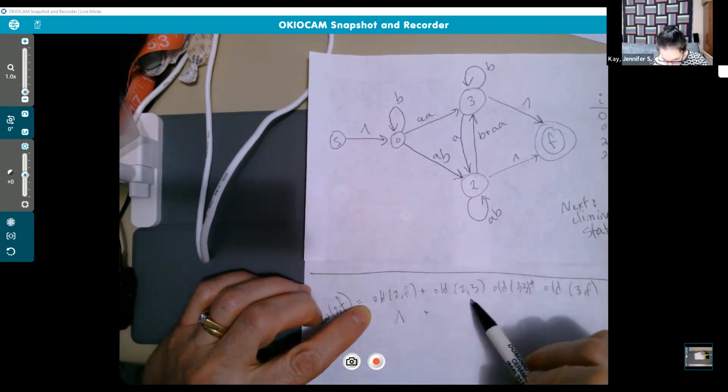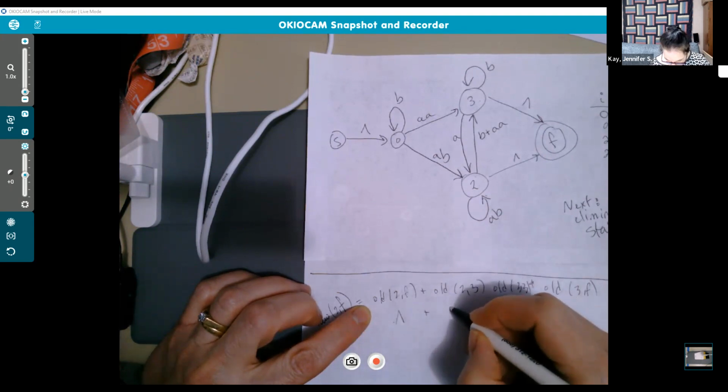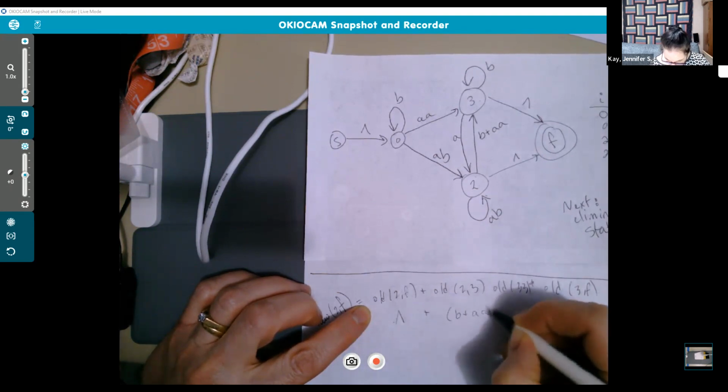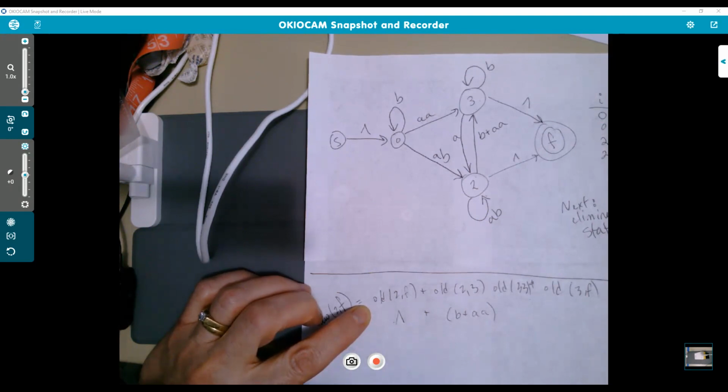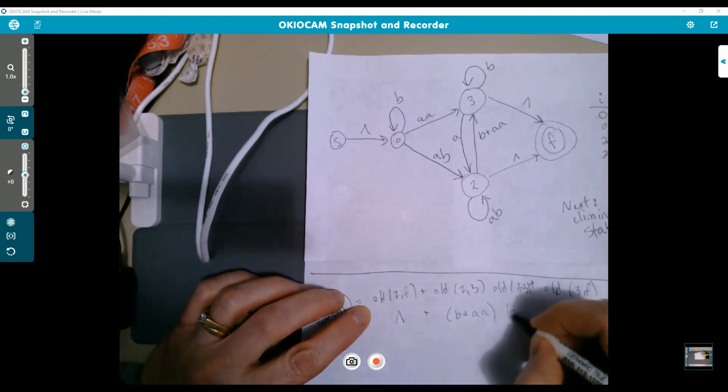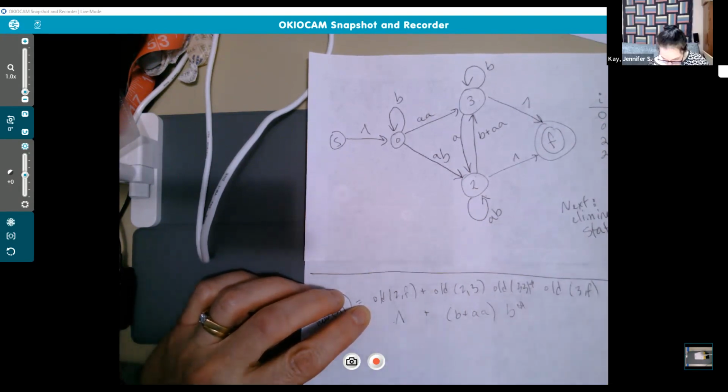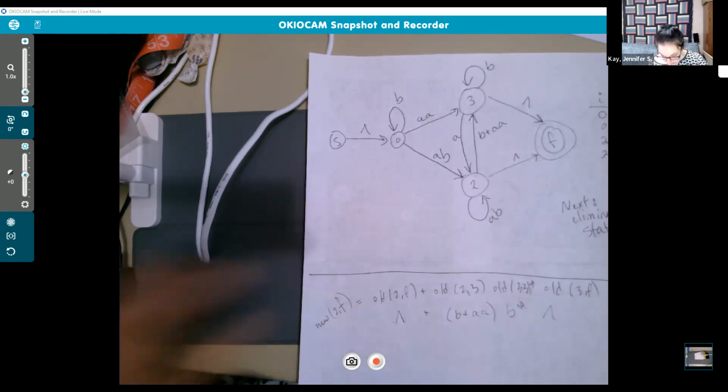All right, let's see. So we got the old 2 to 3, which is B plus AA. Oops, you missed part of it, I think. Old 3 to 3 star? Oh, you're not done yet. Oh, yeah, I wasn't done. Okay, keep going. Yeah, that would just be B star at the end. Yep. And old 3 to F is lambda. So, yep, beautiful.